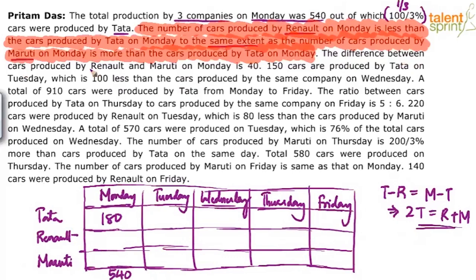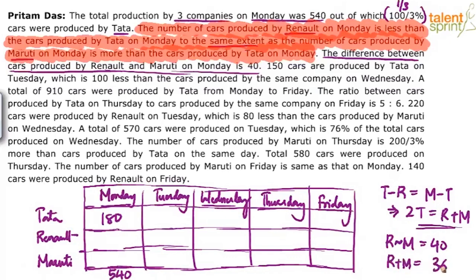The difference between cars produced by Renault and Maruti on Monday is 40. Now this is a valid point. So basically R minus M equals 40. Actually, it says R difference M. But now I think the previous point is useful. Sorry, my bad, I said it is not needed. It is redundant, but actually useful, because the next statement says the difference between R and M is 40. So the difference between R and M is 40. R plus M is equal to what?